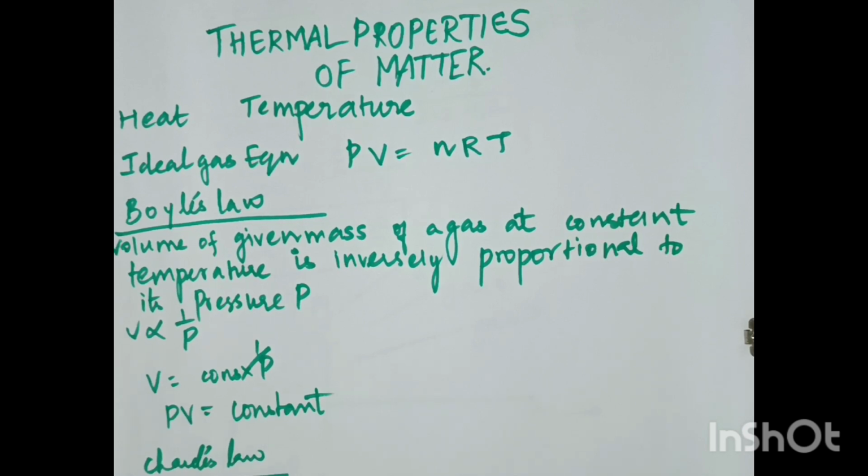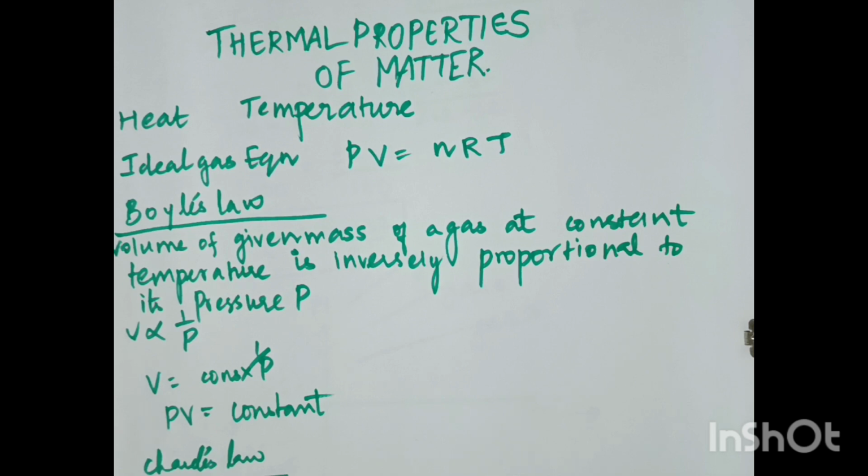It is Boyle's law and Charles' law. So what does Boyle's law say? The volume of a given mass of a gas at a constant temperature is inversely proportional to its pressure. So when the temperature is constant, if the pressure is increasing, then the volume is decreasing, or if the volume is increasing, pressure is decreasing. So that is what is said by Boyle's law.